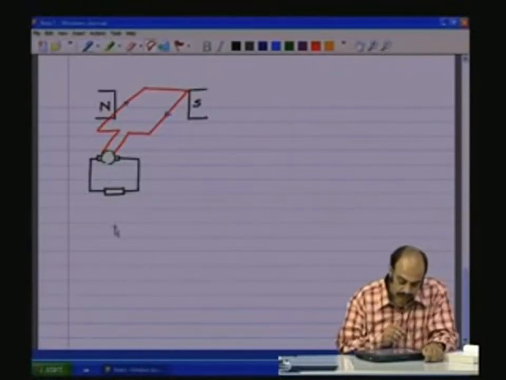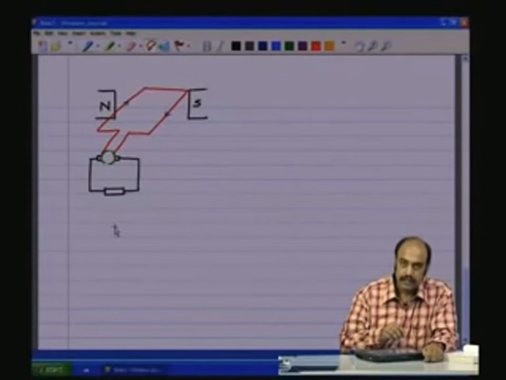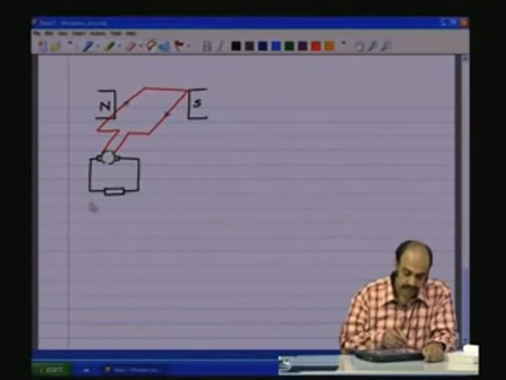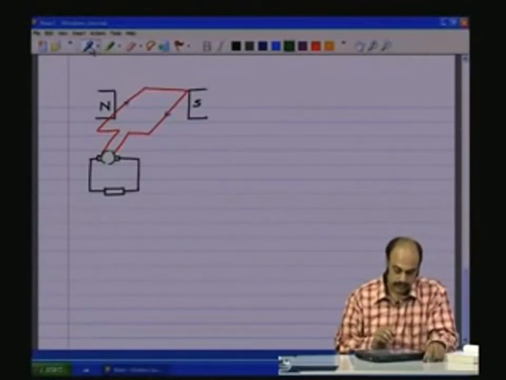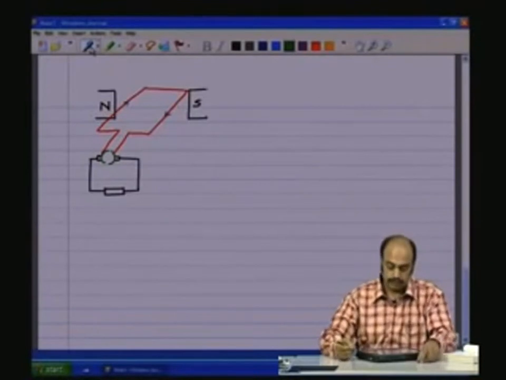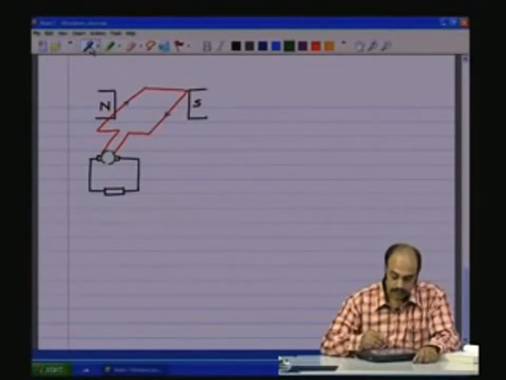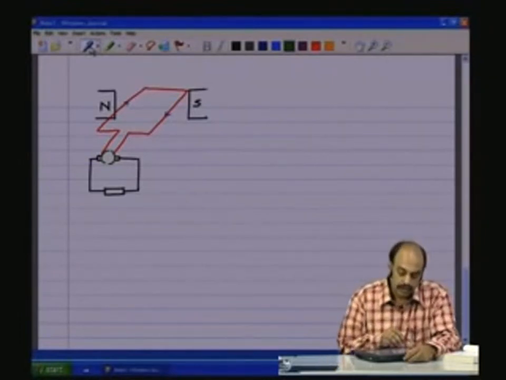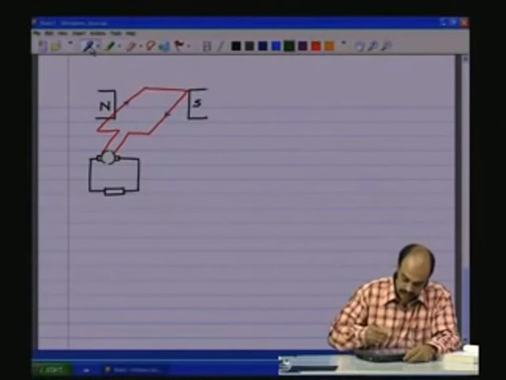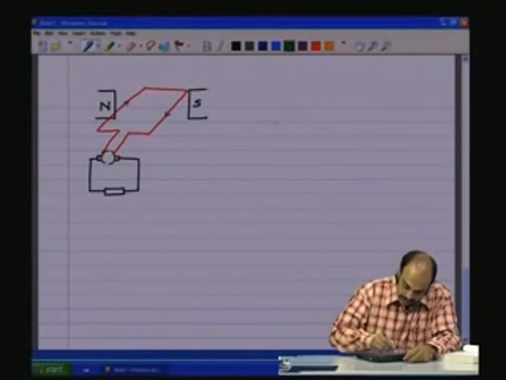We would like to now represent it, because this becomes very cumbersome to write or draw in 3D. Let us now write a 2D picture of this DC machine.